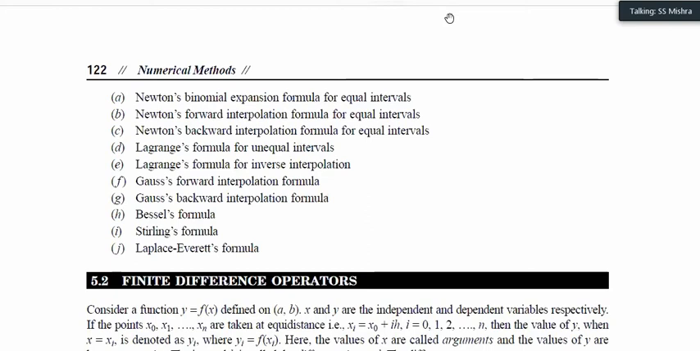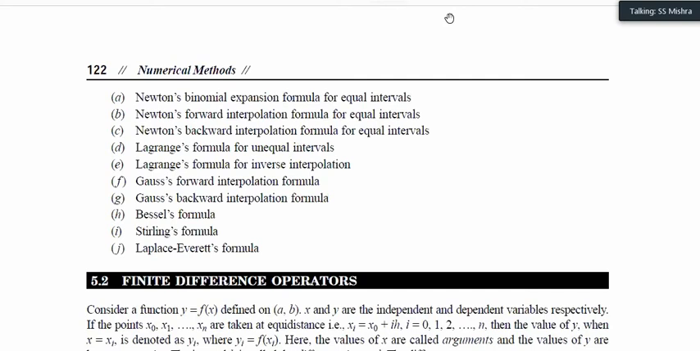Lagrange's formula for unequal intervals. That was the special, privileged contribution to finite differences, because here the difference is calculated on the basis of unequal intervals. Lagrange's formula for inverse interpolation was also a special contribution. These are notable, seminal contributions by Lagrange, who gave inverse interpolation, and Gauss, the forward interpolation and the Gauss backward interpolation, Bessel's formula, Stirling's formula, and Laplace Everett's formula.